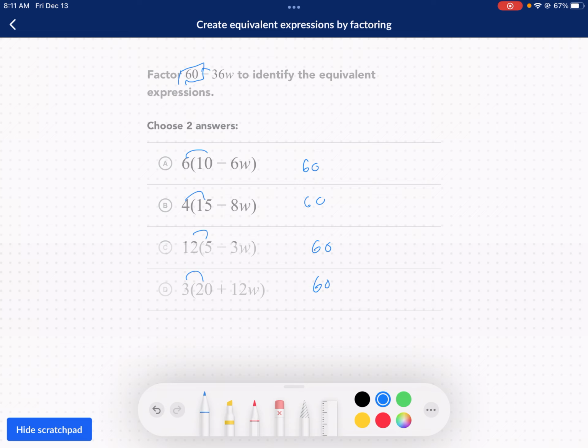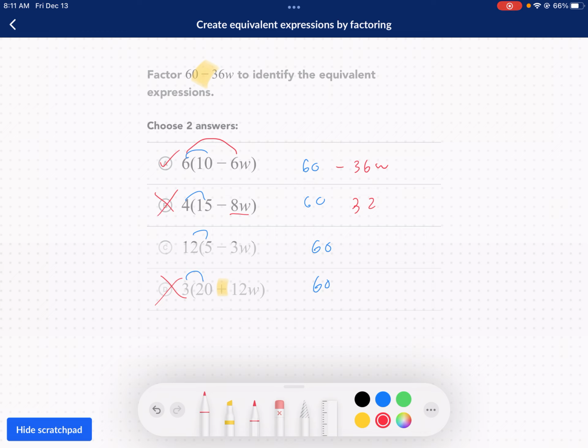Now, look at, there's a minus sign there for the next one, in the middle of the operation. So this one's plus, D's out. Okay, so I already eliminated 1 because it doesn't have a minus sign, so that one's out. So now I need 36W. So now I just check 6 times 6W. That gives me 36W. That's going to be one of my answers. Check. Then I have 4 times 8W. That's 32. That's no good.